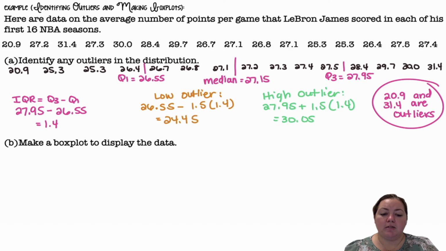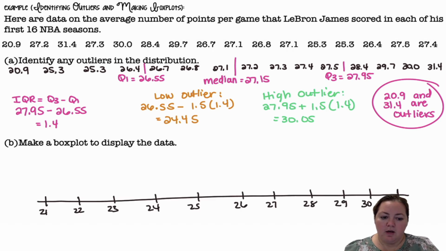Make a box plot to display this data. In a box plot, I need to have that 5-number summary: the minimum, quartile 1, median, quartile 3, and the maximum. I already found quartile 1, quartile 3, and the median. I'm going to draw a number line, and I'm going to label it with the average points scored per game.